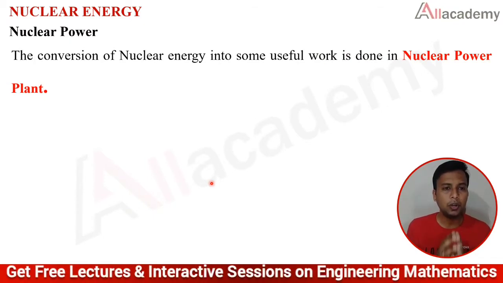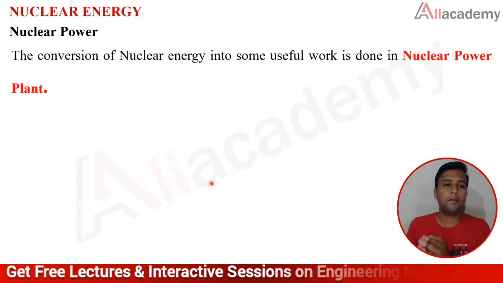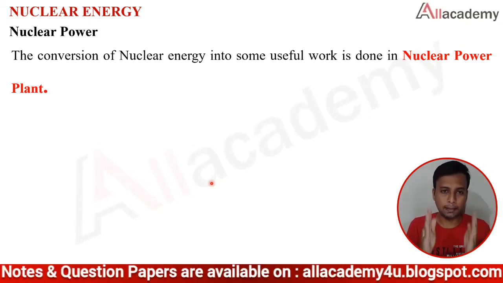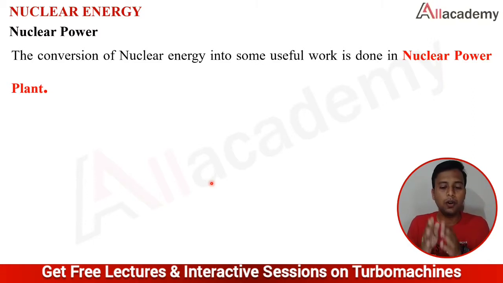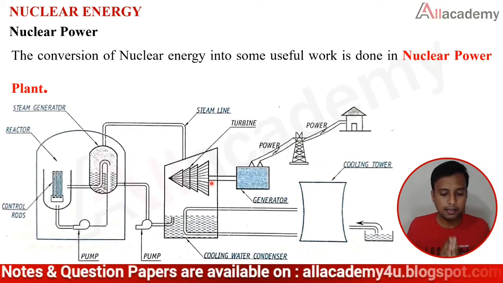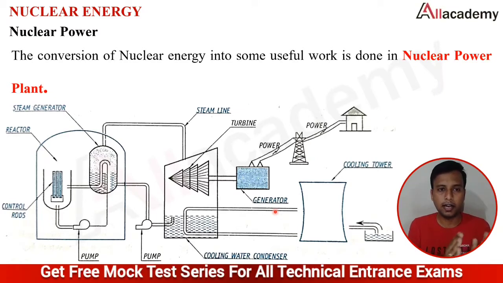Now the conversion of this energy into useful work is done in a nuclear power plant. So what is a nuclear power plant? It is the plant in which the energy released during the fusion or fission reaction is converted into some useful work. Now here is a schematic representation of a nuclear power plant, and generally these nuclear power plants are differentiated into three different units.